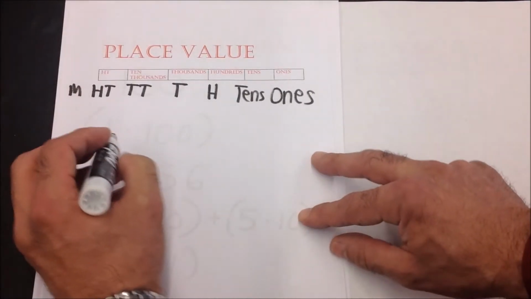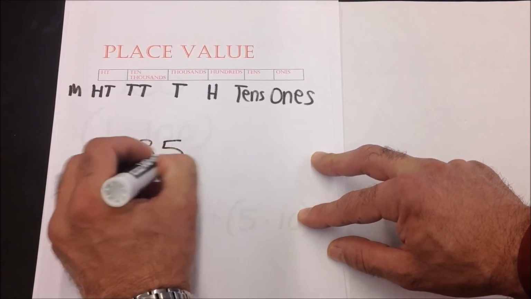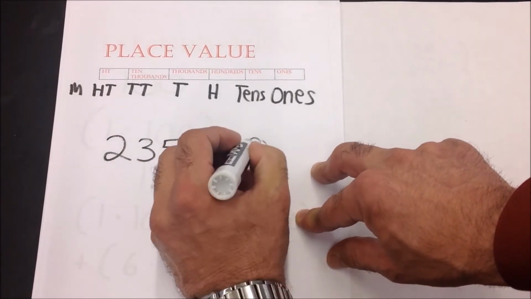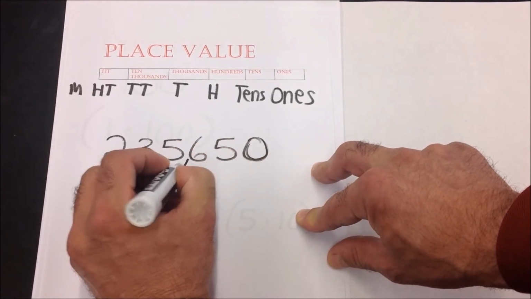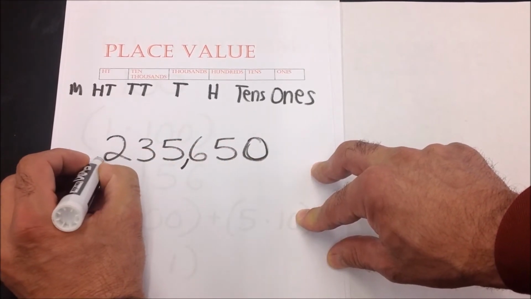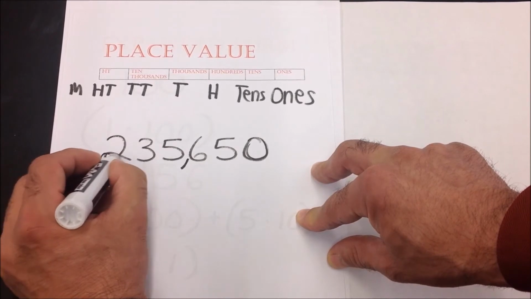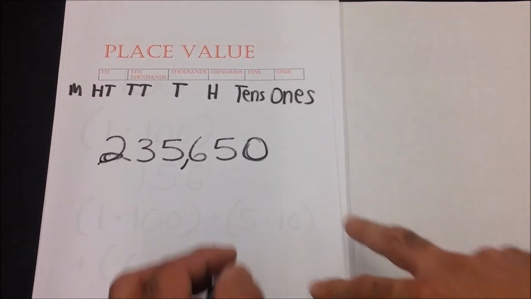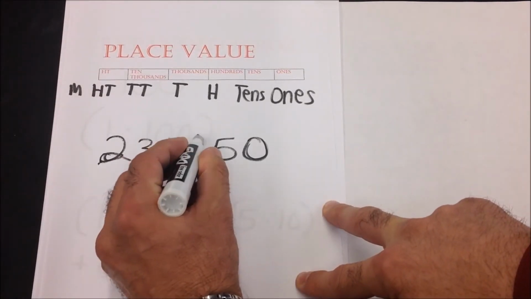So let's write a number. Let's say I had this number. Now, going backwards, every 3 numbers you put a comma, right? You don't have to put a comma there since it ends. So this number is 235,650. Every 3 numbers is called a period, and you put a comma.